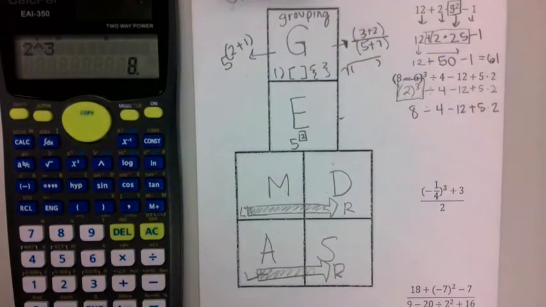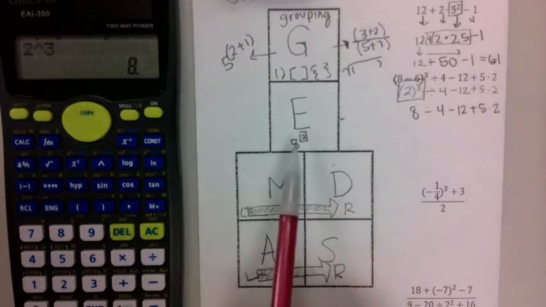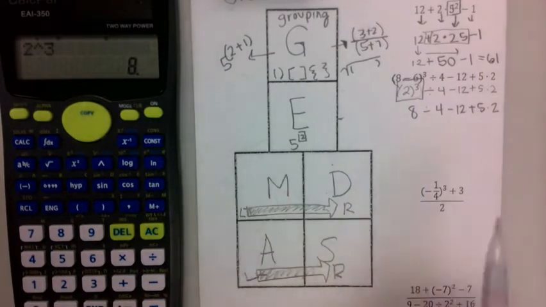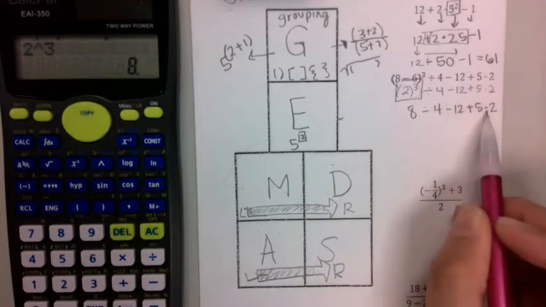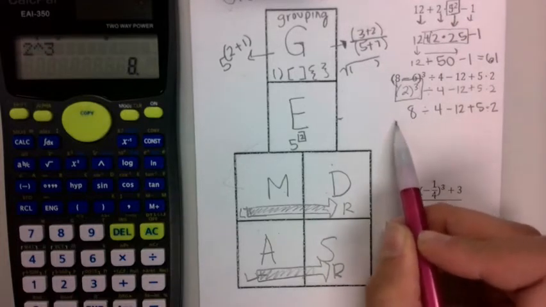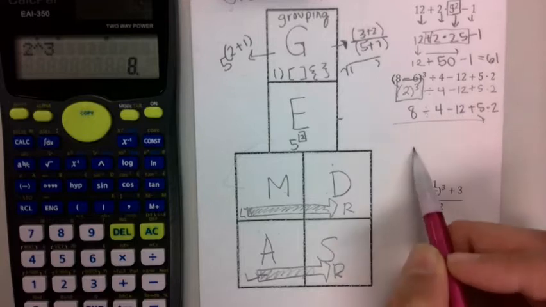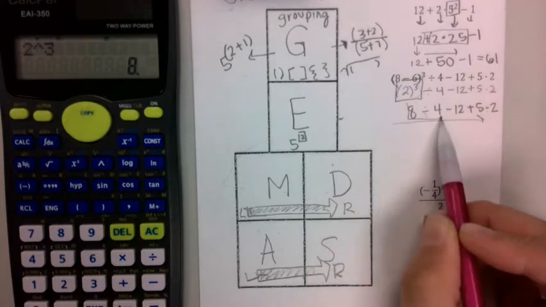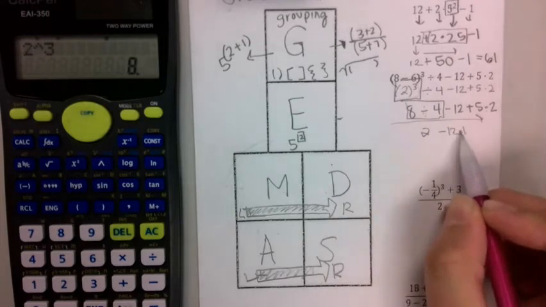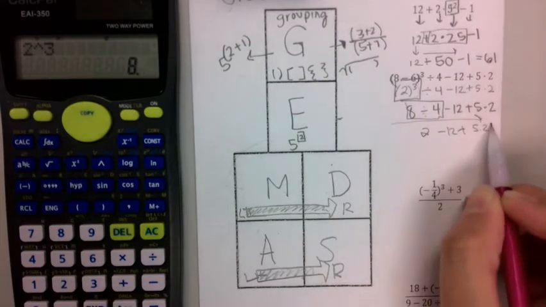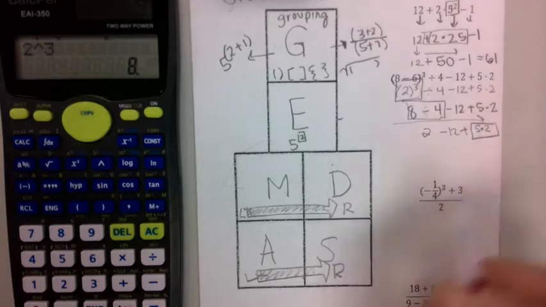And again, I'm going to continue. I'm going to go down to the next level, multiplication and division. Make sure you go left to right. So see how I have a multiplication and a division here? I'm going to go this way and start with the division. So 8 divided by 4 is 2, minus 12 plus 5 times 2. Now, not 5.2, whoops, 5 times 2.